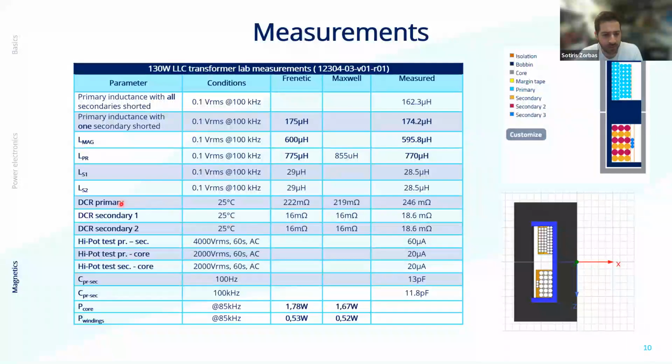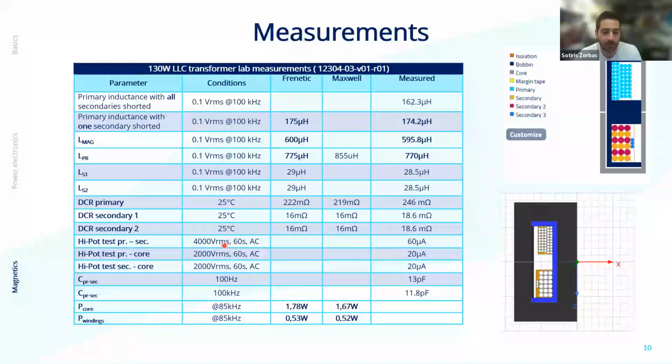Okay, the DC resistances are pretty spot on, pretty similar for both of those, and the measured results are a bit higher than those expected, but again, those are measurements at 25 degrees. When you simulate the actual transformer in Frenetic, those change, because copper heats up, so these numbers are valid only for 25 degrees, as you can see here. Of course, this transformer was hipot tested, because we wanted to pass reinforced isolation.